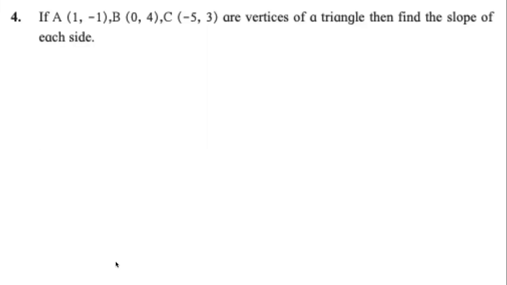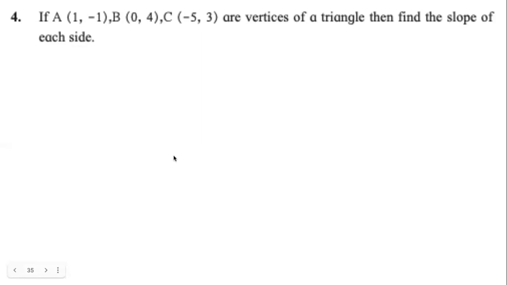Three points are given, A, B, C. It says they are vertices of a triangle. Okay. Then find the slope of each side. So we have to find the slope of AB, we have to find the slope of BC, and we have to find the slope of CA. Very simple. M equals y2 minus y1 by x2 minus x1. No trick here.